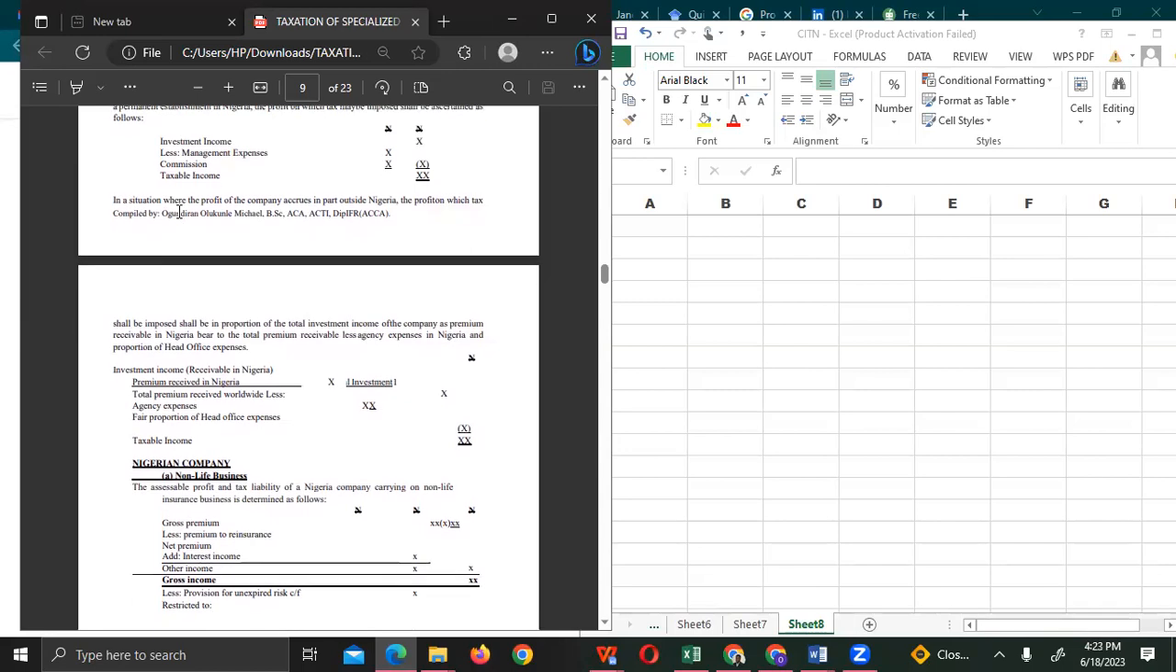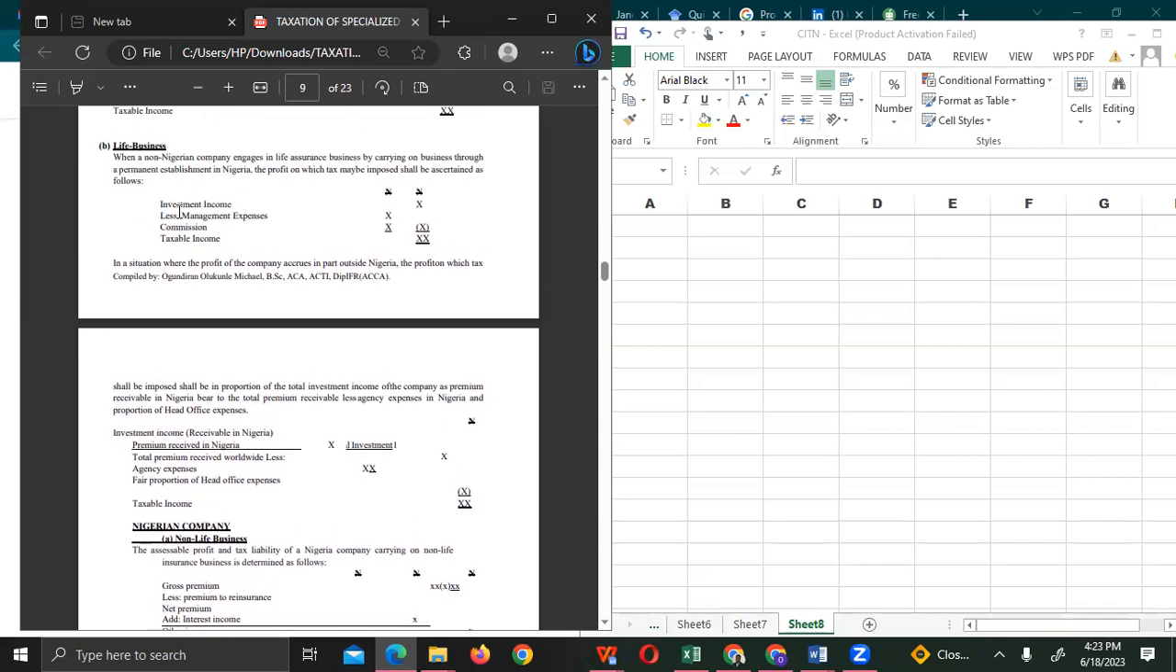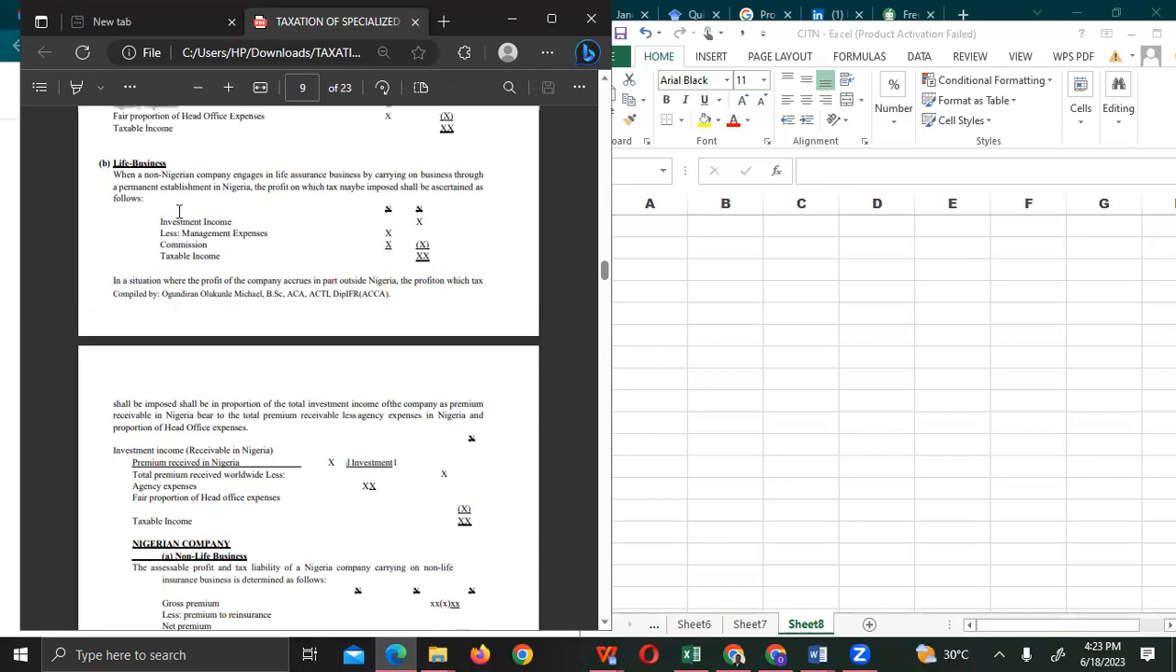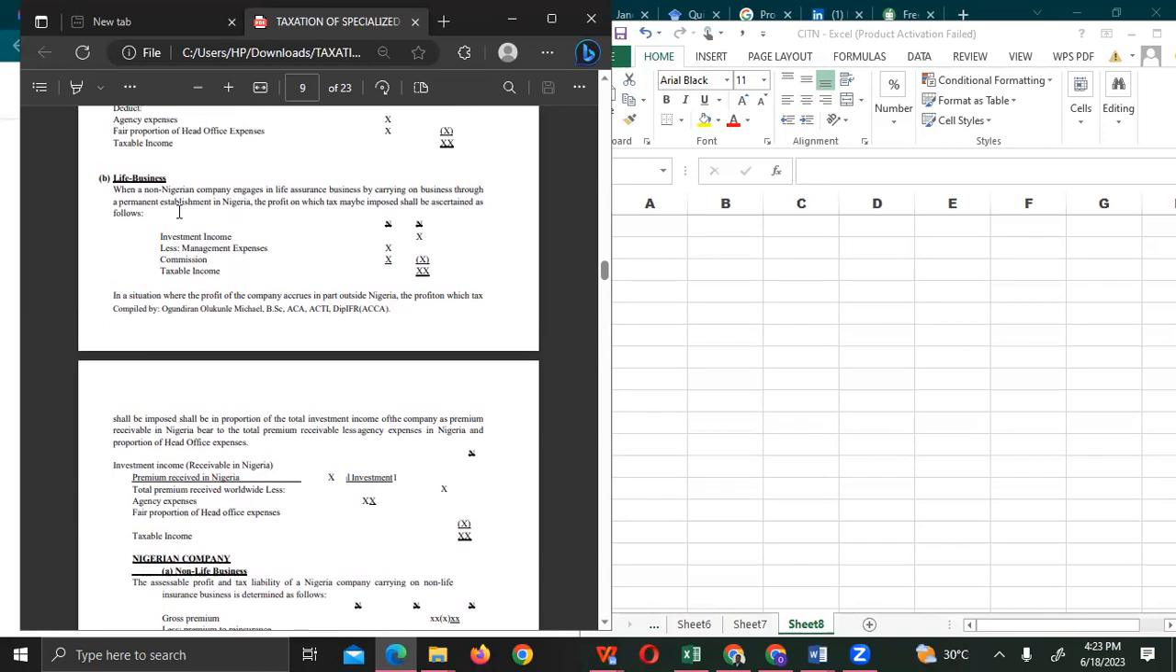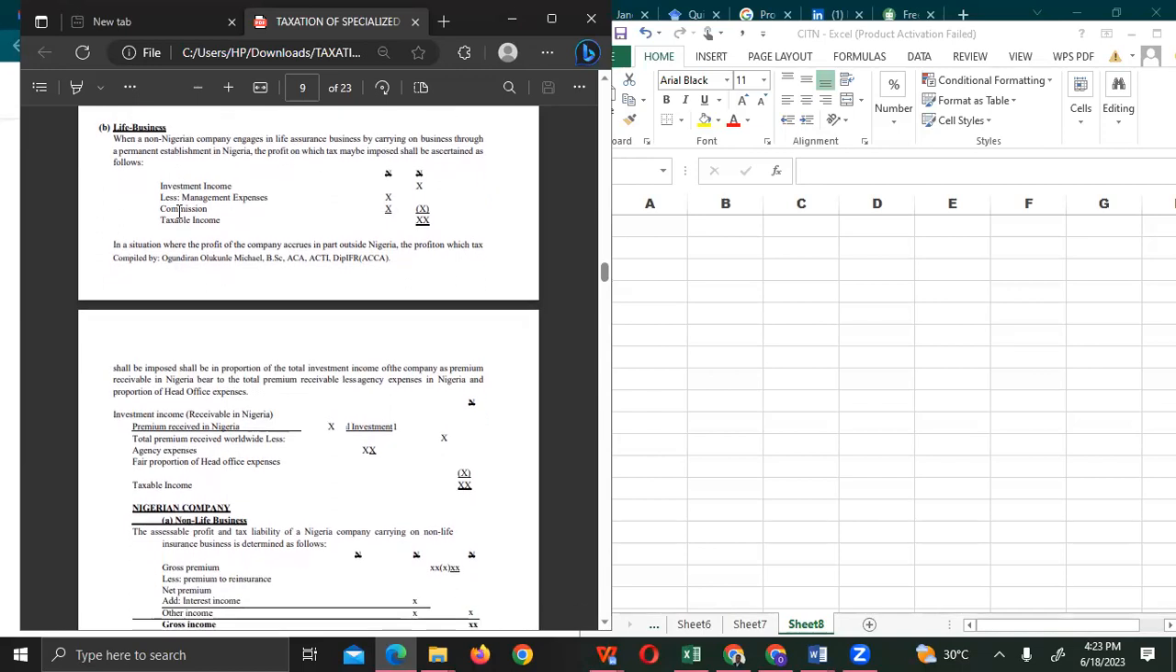All right, so we have our life business. When a non-Nigerian company, that's a non-resident company, engages in life assurance business by carrying on business, can you see my screen? Yeah. So you have investment income, less management expenses, less commission, and you have taxable income.